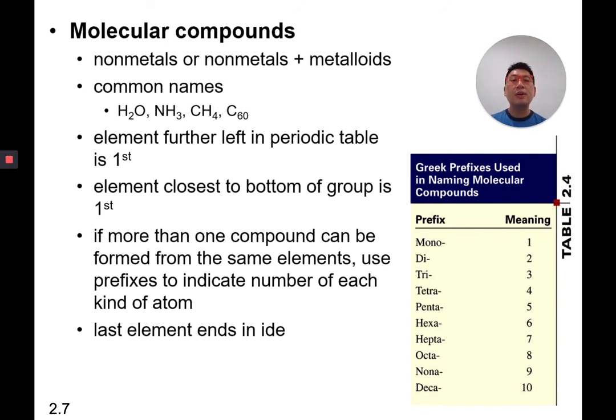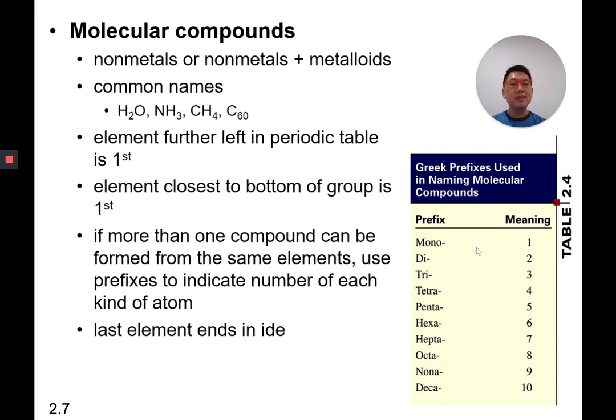Oxygen and sulfur so happen to belong in the same group. The element closer to the bottom of a group is the first element. So if I have sulfur and oxygen, sulfur just happens to be below oxygen in the periodic table, that element would be written first. And if more than one compound can be formed from the elements, use prefixes to indicate the number of each kind of atom.